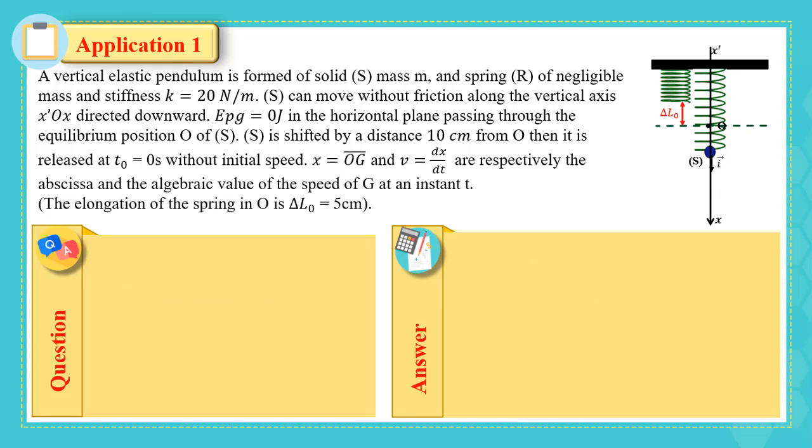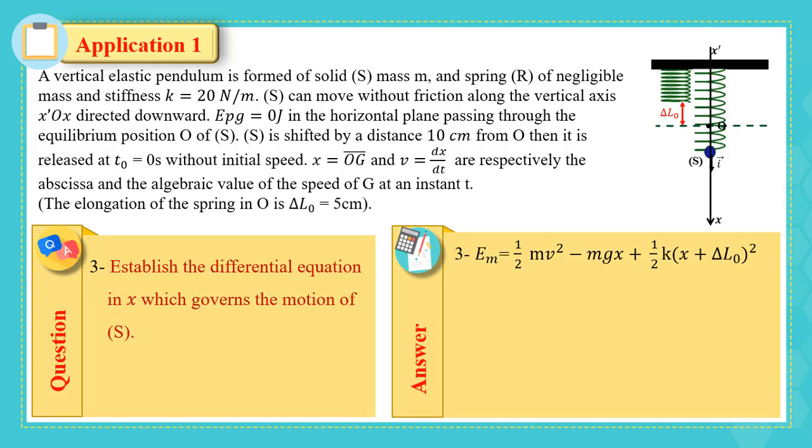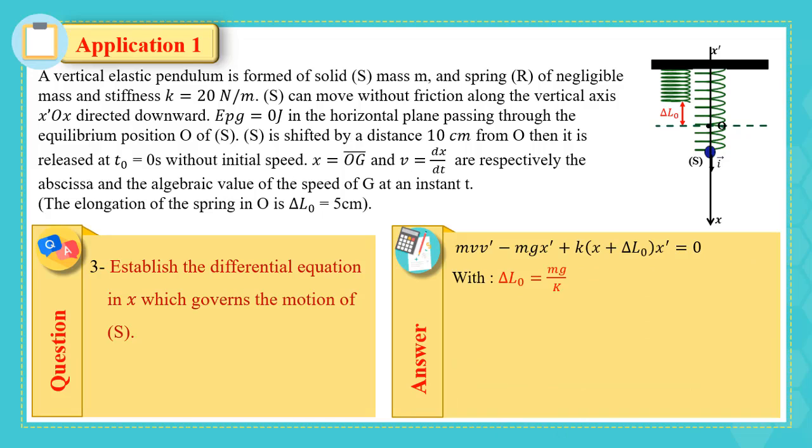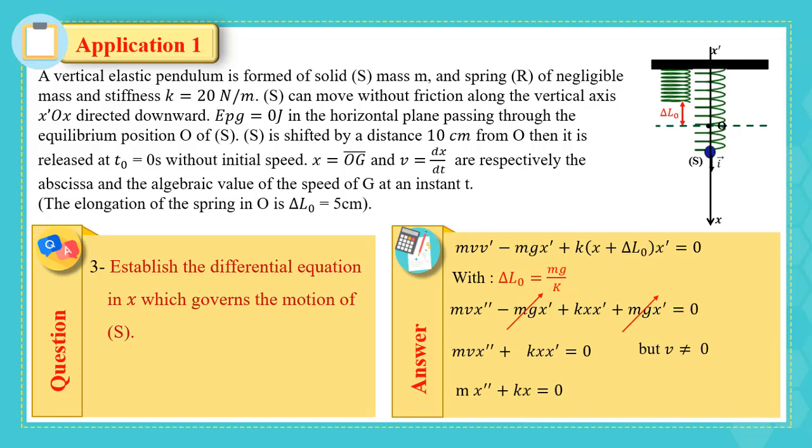Establish the differential equation in x which governs the motion of S. So we have the expression of the mechanical energy at any instant, we take the derivative because the mechanical energy is constant, so it will be 0. Finally, the answer is x double prime plus k over m x equals 0.